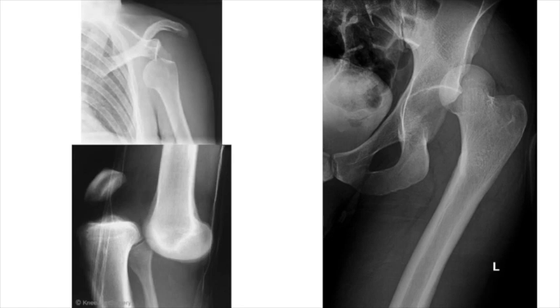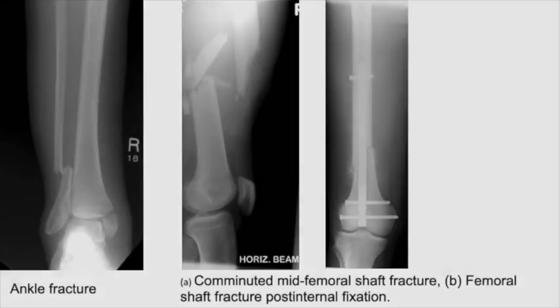So these are examples of different types of dislocation. You can see the shoulder, knee, and the hip. So let's move on. Let's go and talk about fractures. Remember, fracture is a break of bone or cartilage. So we have an example of fracture.